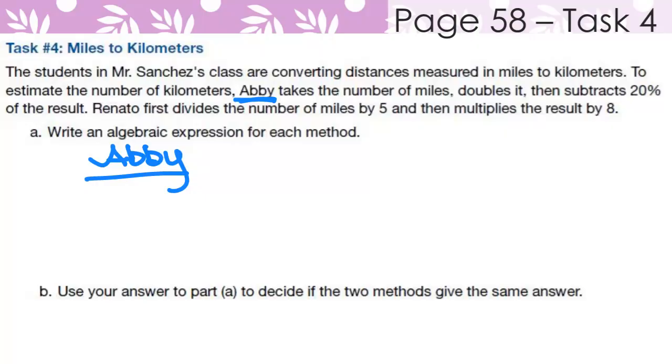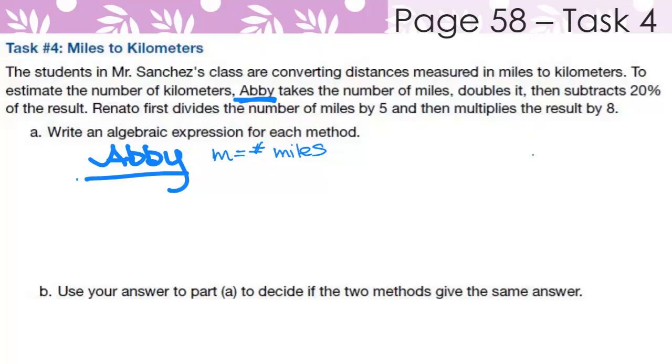Everyone has not read the problem very well then. Okay? It says Abby takes the number of miles. And she does something to it. Do we know how many miles there are? No. N minus 20, right? Well, how are we going to represent these miles? M for miles. I like it. All right, so M is going to be equal to the number of miles. So we start with that.